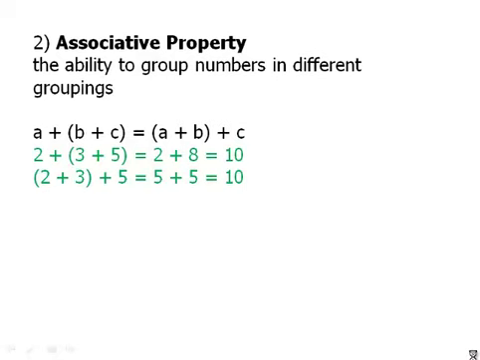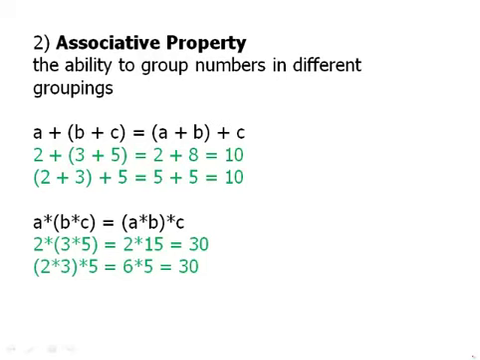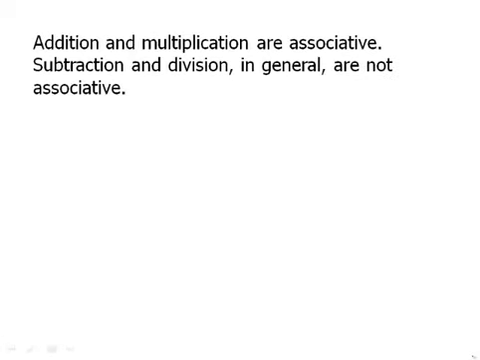Similarly, with multiplication, we can group them B times C first or A times B first. If we multiply the 3 and the 5 first, or we multiply the 2 and the 3 first, either way we get the same answer. Addition and multiplication are associative. Subtraction and division in general are not associative. Again, you need to know what the numbers do. You don't need to know this word, associative. That's not a word that the test will test you on.